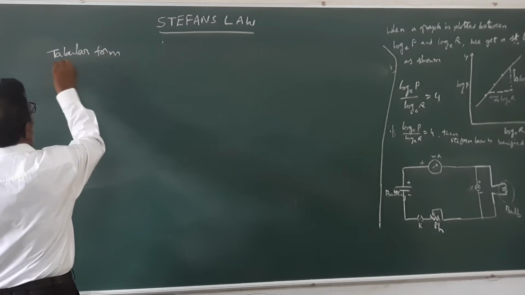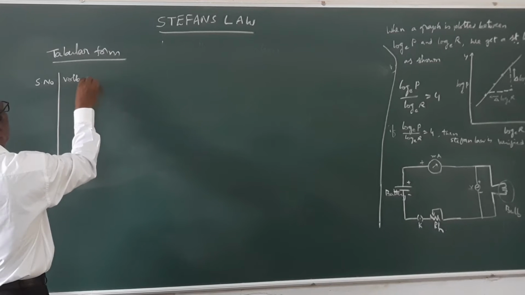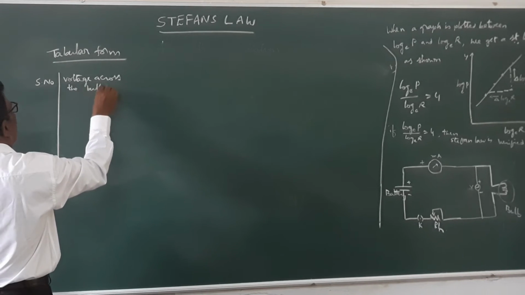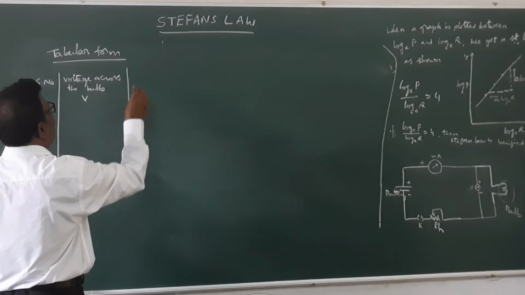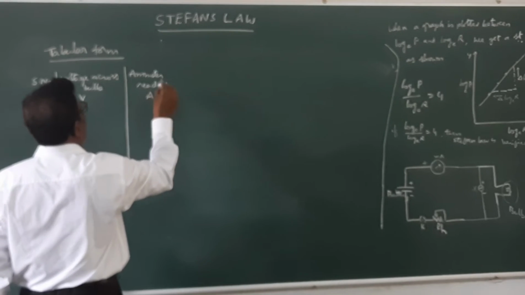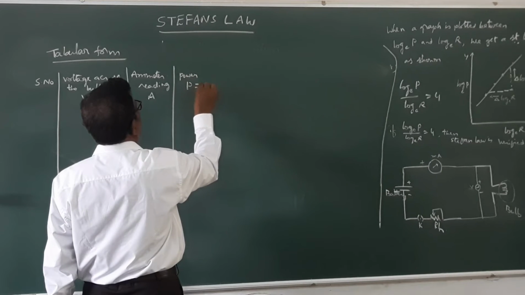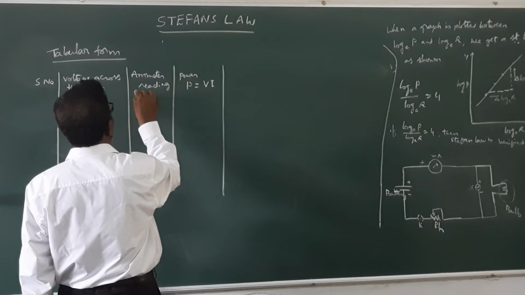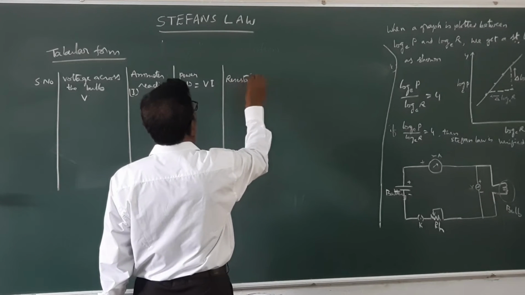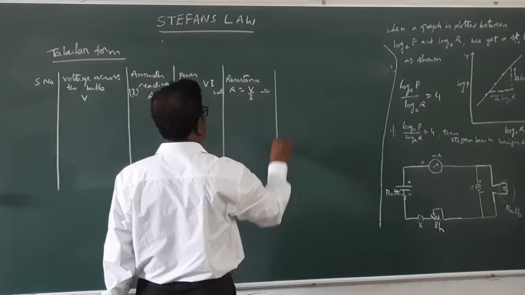Tabular form: serial number, voltage across the bulb, that is voltmeter reading, ammeter reading in A, and power P is equal to VI, resistance R is equal to V by I ohms.